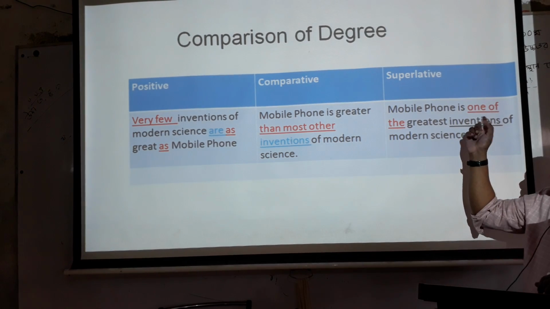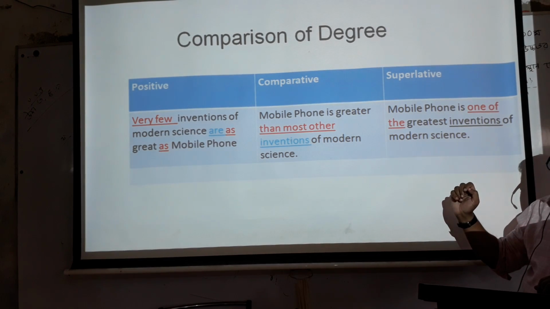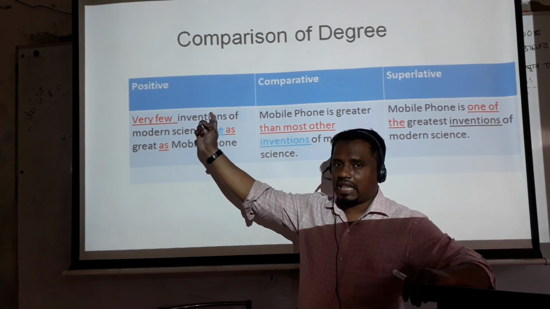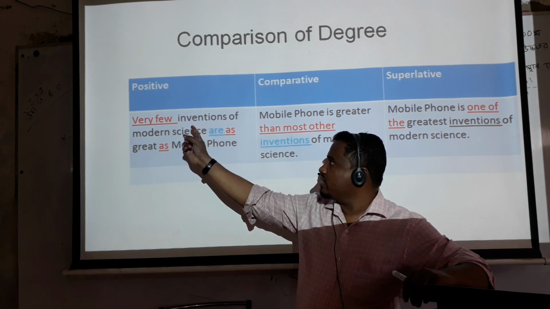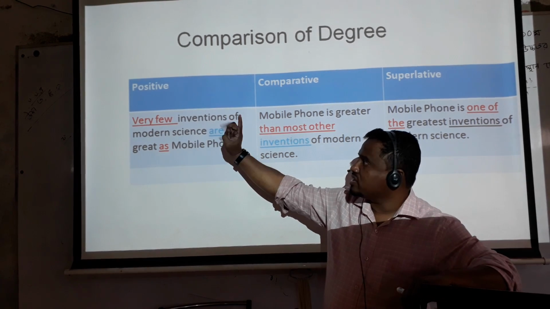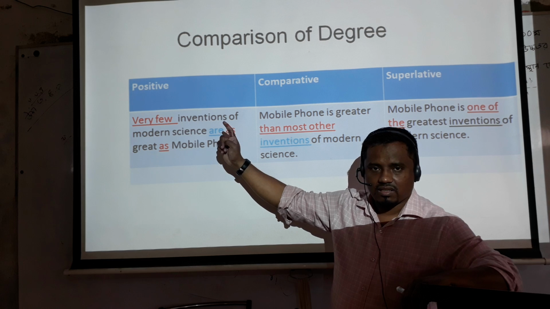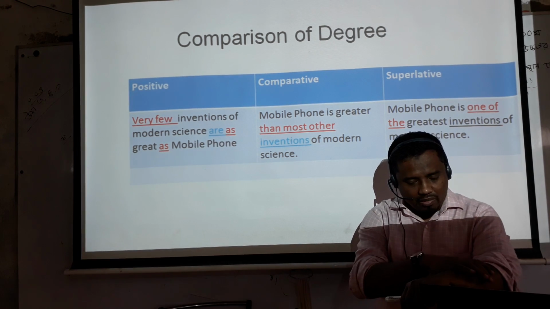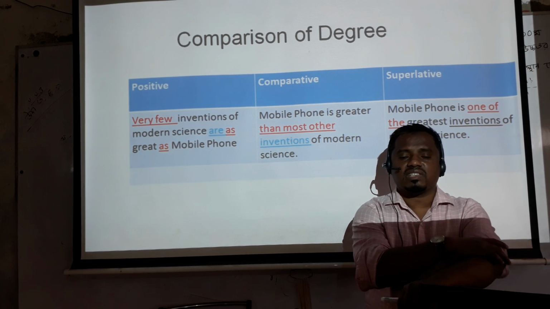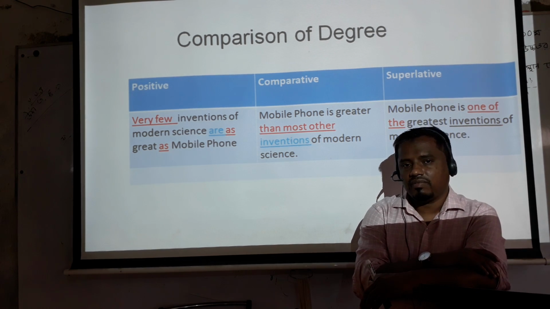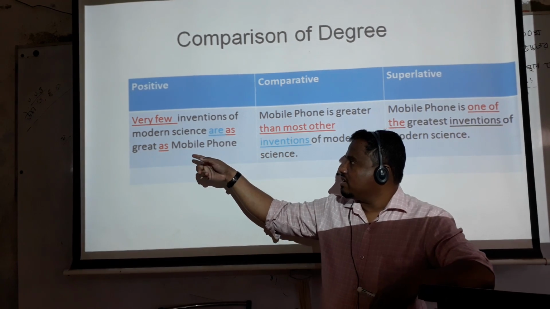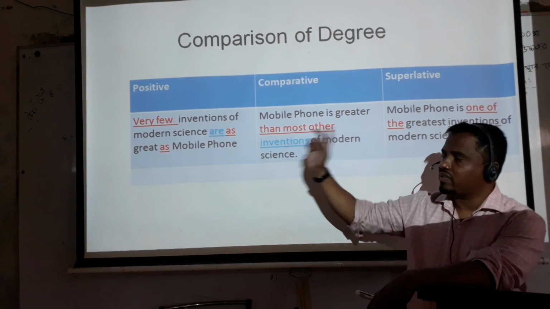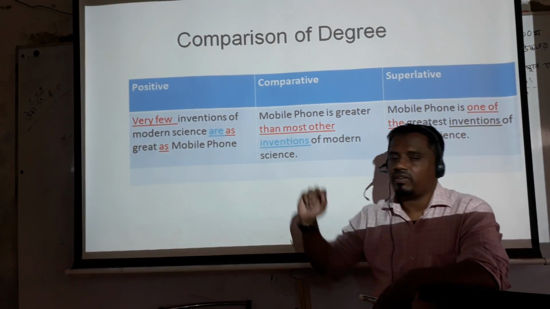Now look at this sentence. Mobile phone is one of the greatest inventions. That's why we have started the sentence with very few. Then the rest of the words, of superlative degree, inventions of modern science. Now the subject is inventions, and we have to use are. According to the rules of subject-verb agreement, if the subject of a sentence is plural, the verb will automatically be plural. And then is or so you can use here. And the positive form of the greatest is great, then as, then mobile phone.